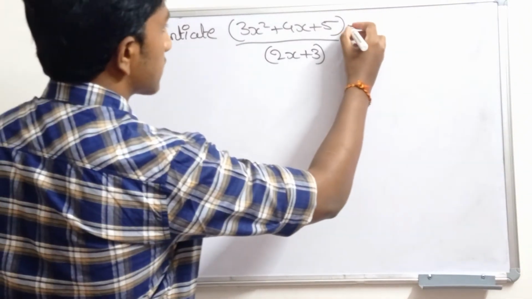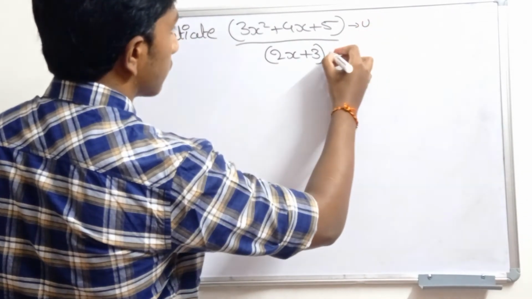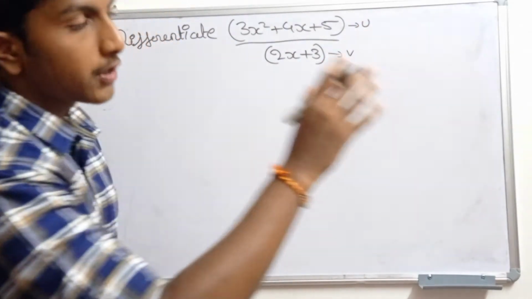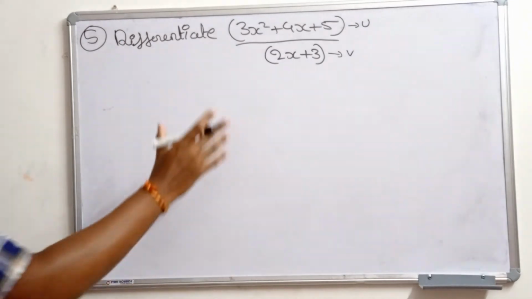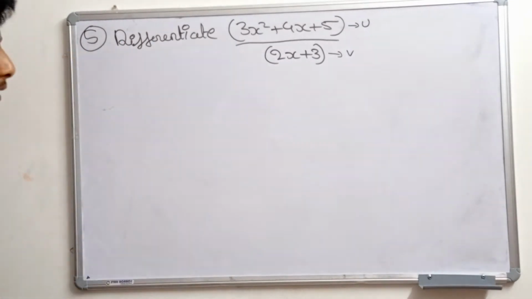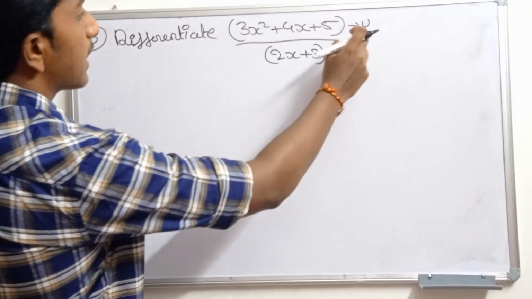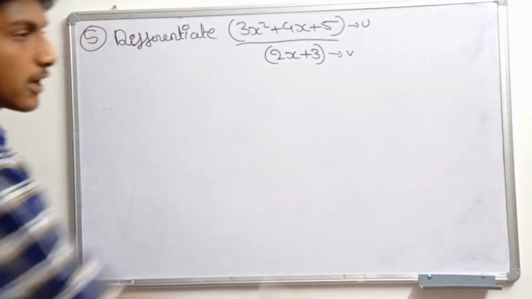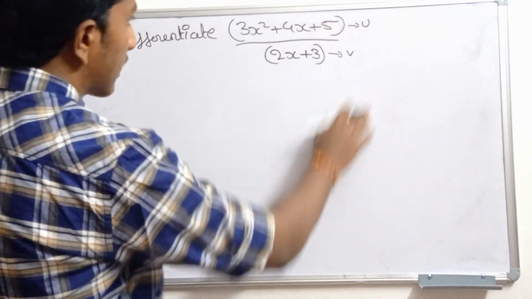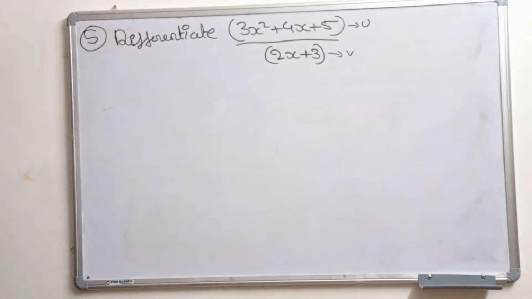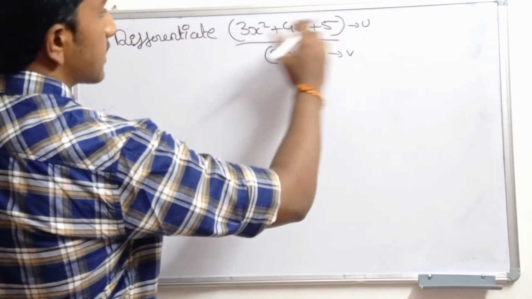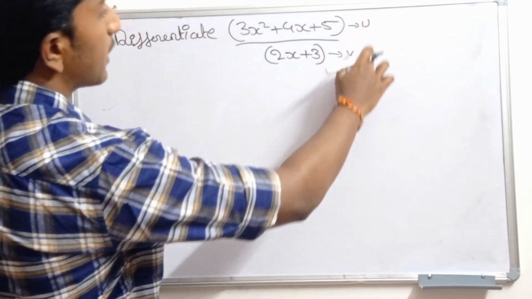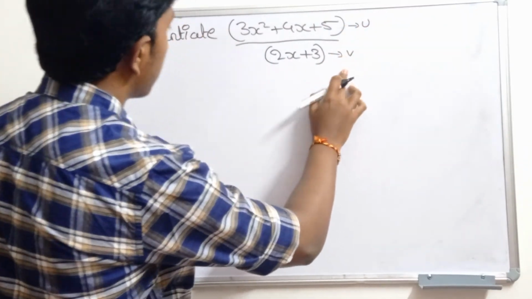First, consider this upper part as u. If you want, pause the video and try the problem, guys. Pause the video and try the problem. Consider the numerator part as u and the denominator part as v. I have considered it in this way, guys. You can take any alphabets, A, B or S, V, anything you can take, guys. No problem. First, consider the numerator part as u and the denominator part as v.